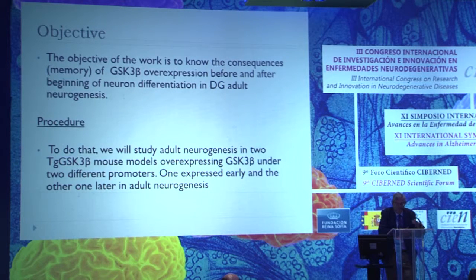Then the objective of our work is to know the consequence of overexpressing GSK3 before and after neuron differentiation during adult neurogenesis. To do that, we use several mice models, conditional models, in which we can overexpress or downexpress the enzyme using two promoters. One promoter is expressed before neural differentiation, the other one is expressed after neural differentiation.